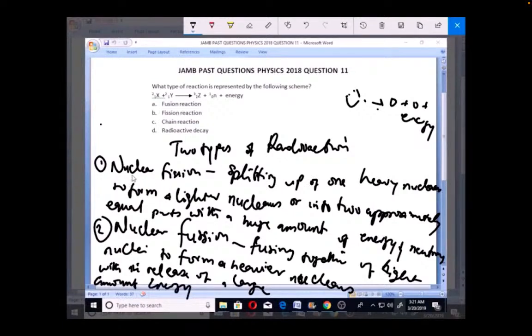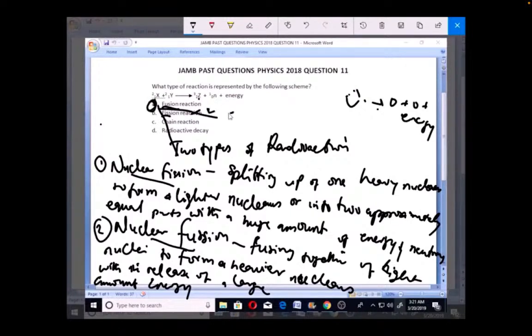So we have nuclear fission or nuclear fusion. Here, when you see fusion reaction, it means nuclear fusion, and when you see fission reaction, it means nuclear fission. So which of these explains this? When you look at these nuclei, this is 2 and here is 2, but they form 3. So you have smaller ones coming together to form a big one with energy. Here is 1 and here is 1, and here we have 2. So we have this and this combining to form this. You can say that this is nuclear fusion because they are coming together to form a bigger one.